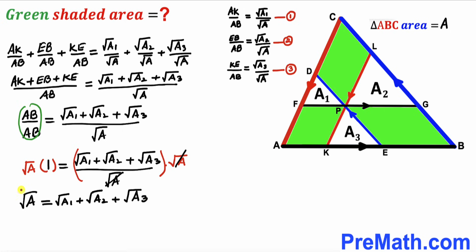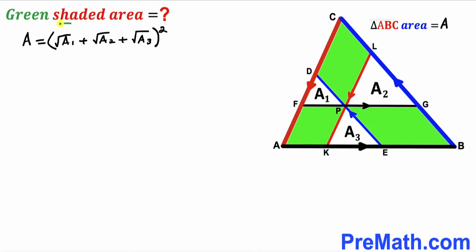And now I'm going to undo this square root by taking square on the left hand side, and I'm going to take the square on the right hand side as well. So therefore we can write that our uppercase A area is going to be simply the square root of A sub 1 plus the square root of A sub 2 plus finally the square root of A sub 3 whole square. And now we are going to take care of this square on the right hand side.